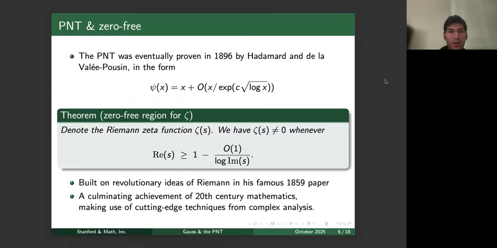And the prime number theorem, when it was eventually proven by Hadamard and de la Vallée Poussin, makes use of a lot of cutting-edge techniques at the time, the 19th century, coming from this hot new field of complex analysis.